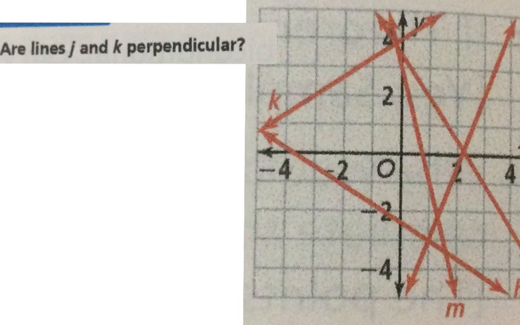Now we want to know, are J and K perpendicular? Which one's J? Okay, so right here it tells me J is here. So this is line J. If I'm looking for two good points for J, I like this point, and 2, 1, 2. Yeah, 1, 2. Okay, I like that one.